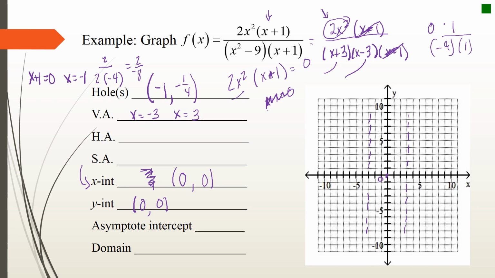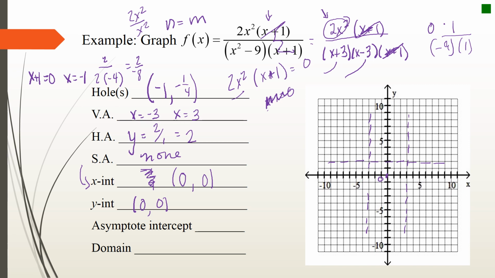The next thing I want to find is, we did the x and the y-intercept. Let's find our horizontal and slant asymptotes. So the leading term, after we've canceled these out, is 2x squared over x squared. So n is equal to m, and if n is equal to m, then y is going to be a over b. A is 2, b is 1, so y equals 2. And I'm going to draw that asymptote. So we have a horizontal asymptote at y equals 2. If we have a horizontal asymptote, we don't have a slant asymptote.